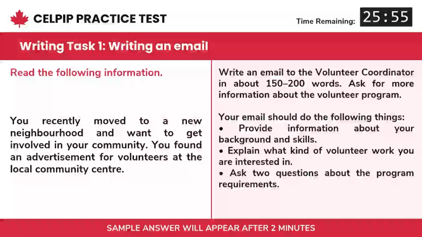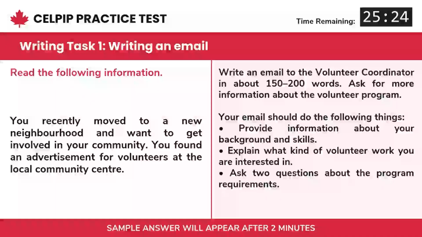This video explains how to write a strong email for CELPIP Writing Task 1. You can pause here if you need more time to read the full model answer on the screen. Notice how the email addresses all three parts of the prompt. It provides background information, mentioning the writer worked in an office for 5 years. It explains their interests by saying they would enjoy assisting with community events. Lastly, it asks 2 clear questions, including, what is the expected time commitment?